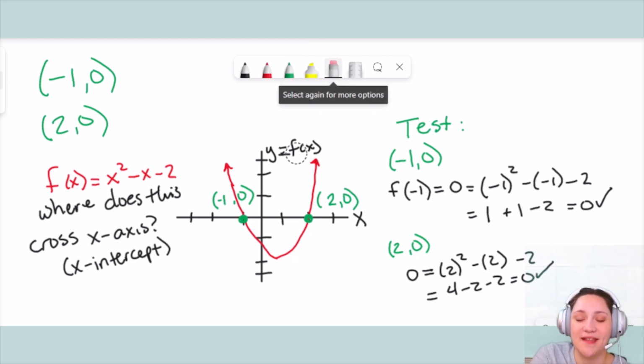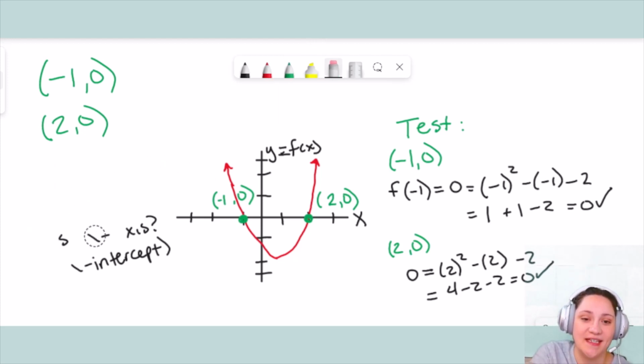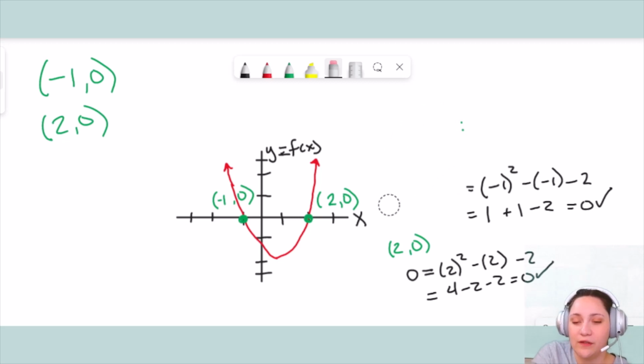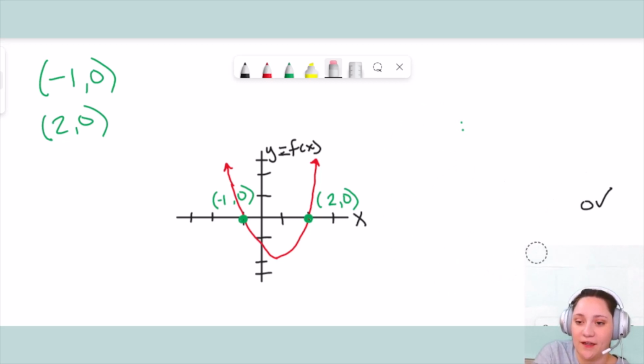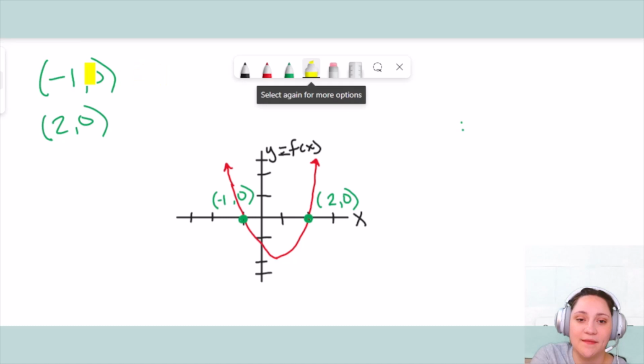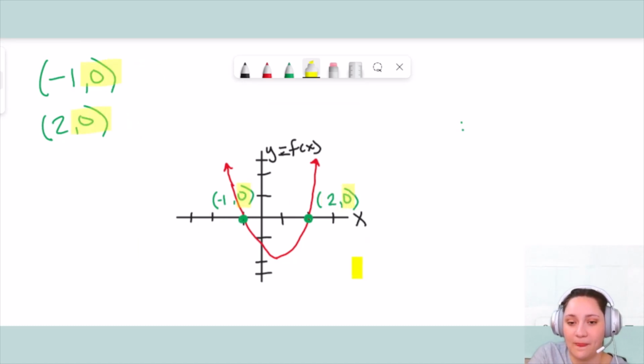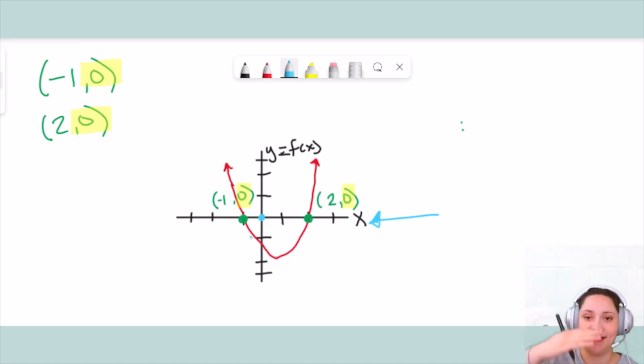So let's notice something here about these points. We'll erase some of this so we just have less going on the whiteboard. Notice something here. The y value is 0 for both of them. And that makes sense because when we are at the x-axis here, of course y is equal to 0. Y is equal to 0 on the whole x-axis because we're down here and it's not plus or minus anything. It's just equal to 0.